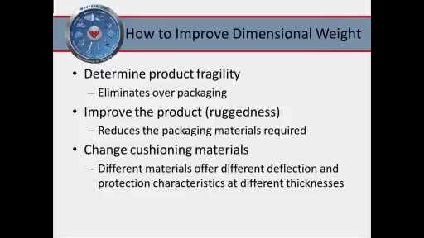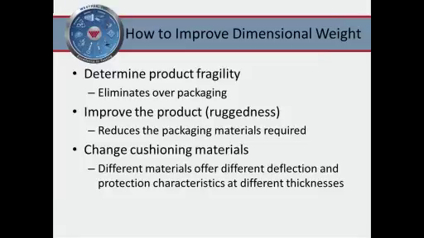The second item on the list is just to improve the ruggedness of the product. So when you improve the ruggedness of the product, you assume that you've already done step 1 of determining product fragility. So you already know where your package or your product breaks. And with this step, you're willing to do a little investigation and say, if I throw a couple more dollars into this product, if I make it a little more robust, how much material can I save? How much will my cube improve here? And that's when you want to improve your product.